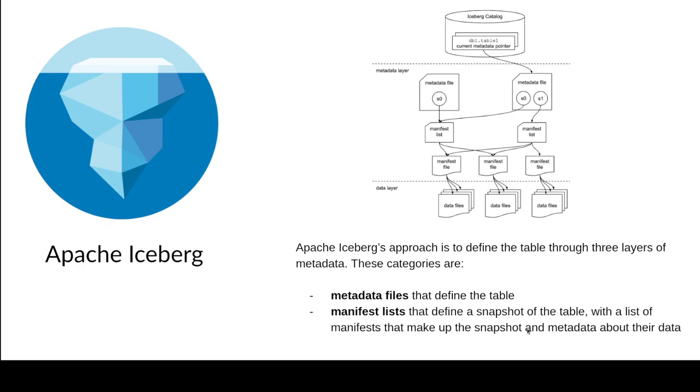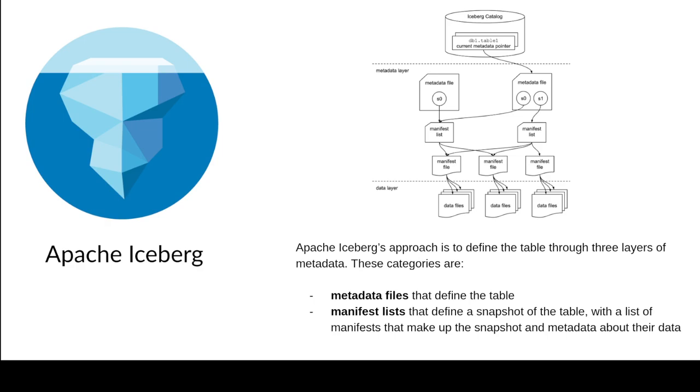And then we're going to have the manifest list. This is the snapshot level metadata. Every time the table updates, we create a new snapshot, and each snapshot has a corresponding manifest list. What a manifest list does is it lists groups of files that are part of that snapshot. Each group of files is a separate file called a manifest. So, manifest versus manifest list.